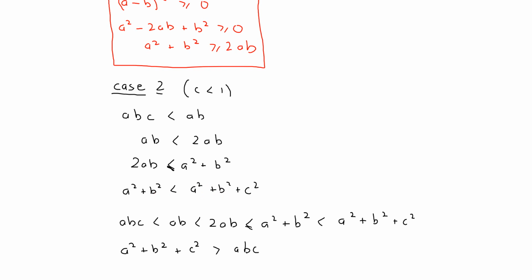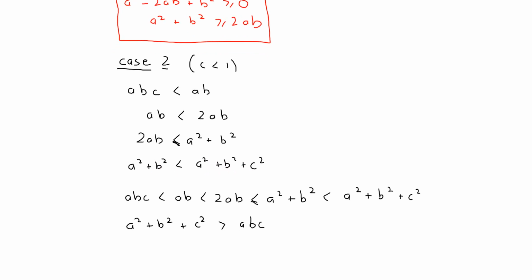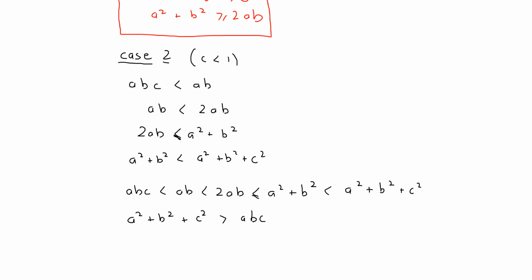So I've written out all of these terms here in ascending order, the smallest going up here, up until I get to the largest. So if A squared plus B squared plus C squared is the largest of these terms, and ABC is the smallest, then A squared plus B squared plus C squared must be bigger than ABC, and we're done.